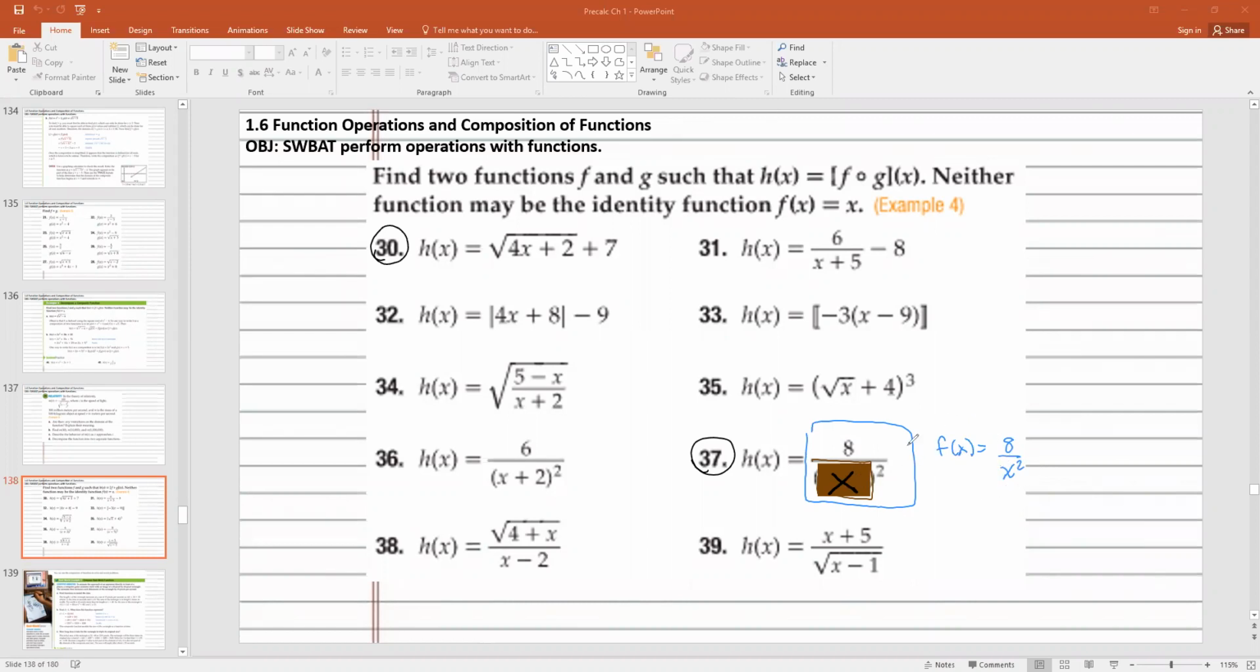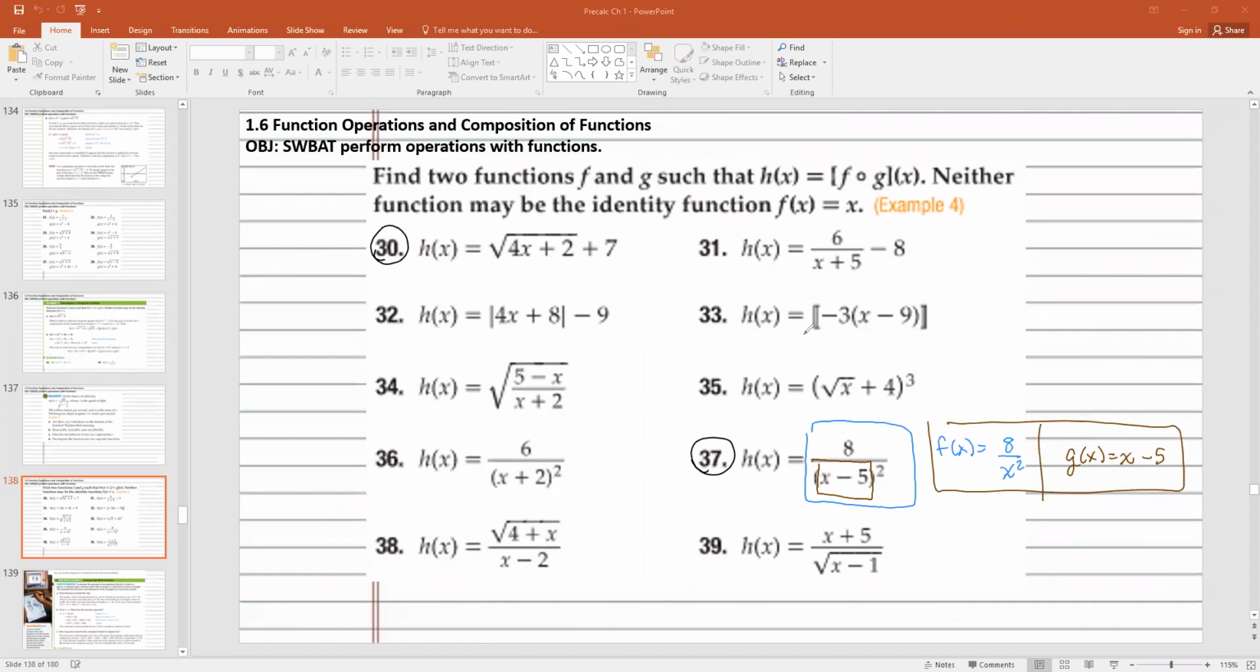I'll show you another one. And then our g of x is the one that we blocked out. What did we block out? X minus 5. And that's the easiest way, in my opinion, to do that. Whoa, highlighter. Cool. All right. So g of x is x minus 5. Yeah, and that's it.